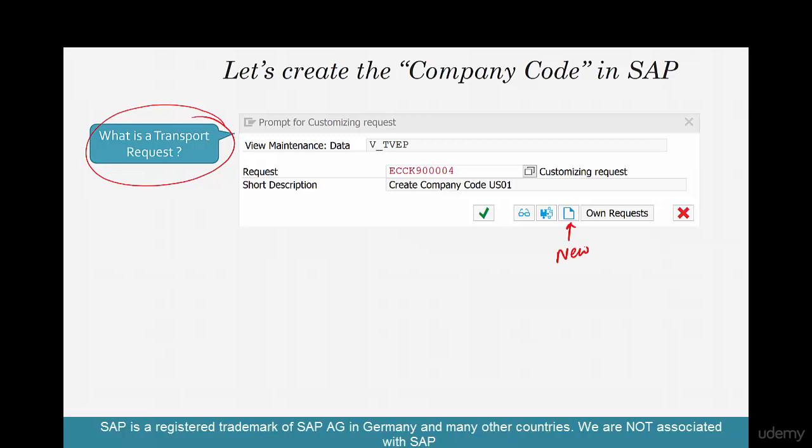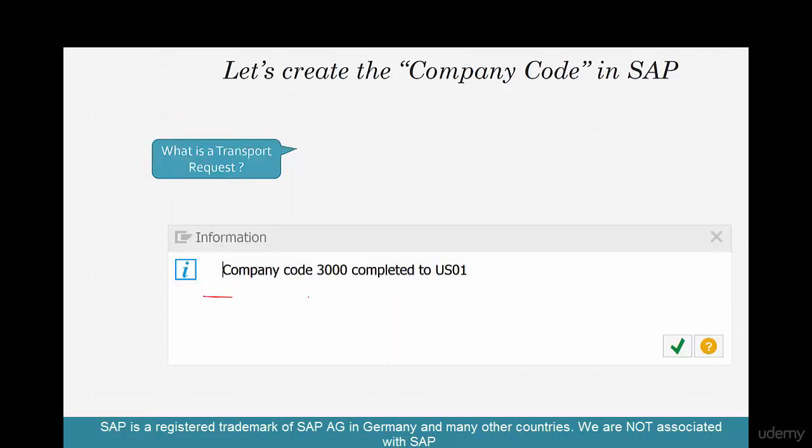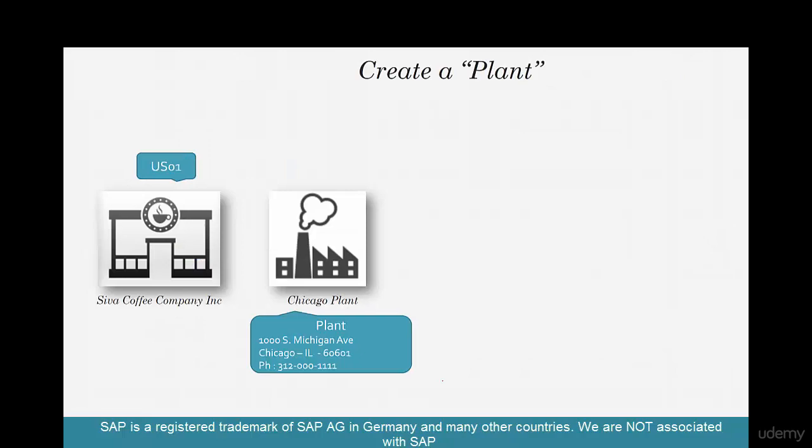And that assigns a unique transport request number and a description to this change. The reason why we do that is so that anybody down the line can track who has created it, at what time, and what exactly is this change.